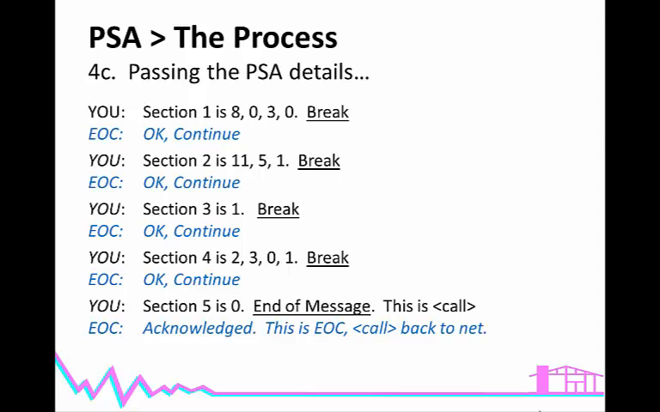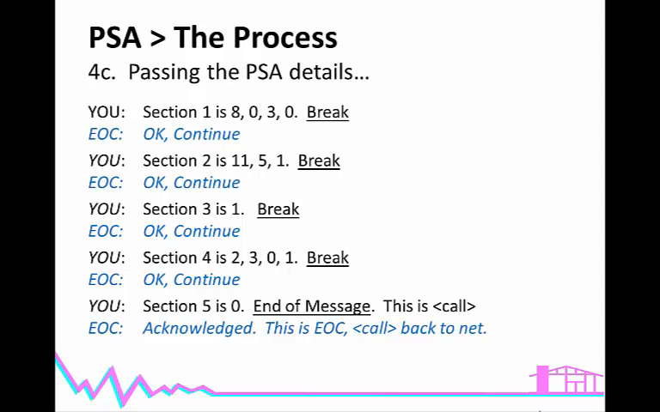Section 1 is 8,030. Break. Okay, continue. Section 2 is 1151. Break. Okay, continue. Section 3 is 1. Break. Okay, continue. Section 4 is 2301. Break. Okay, continue. Section 5 is 0. End of message. This is KD6QPP. Acknowledged. This is EOC, KK6EWQ, back to net. This is KK6FPI, net control for the Cupertino emergency net. Other stations with PSA traffic, please identify now.